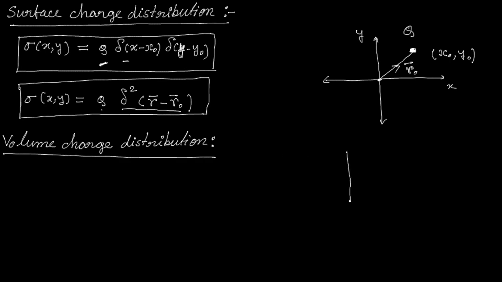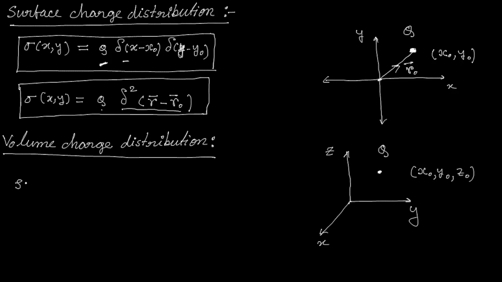For that, let me draw another figure. Let's say this is the x-axis, y-axis, and z-axis, and we have a point charge in space whose coordinates are, let's say, x naught, y naught, and z naught. So at this position we have a point charge q. Now we want to represent this point charge as a volume charge over the space. So how can we represent this point charge as a volume charge?